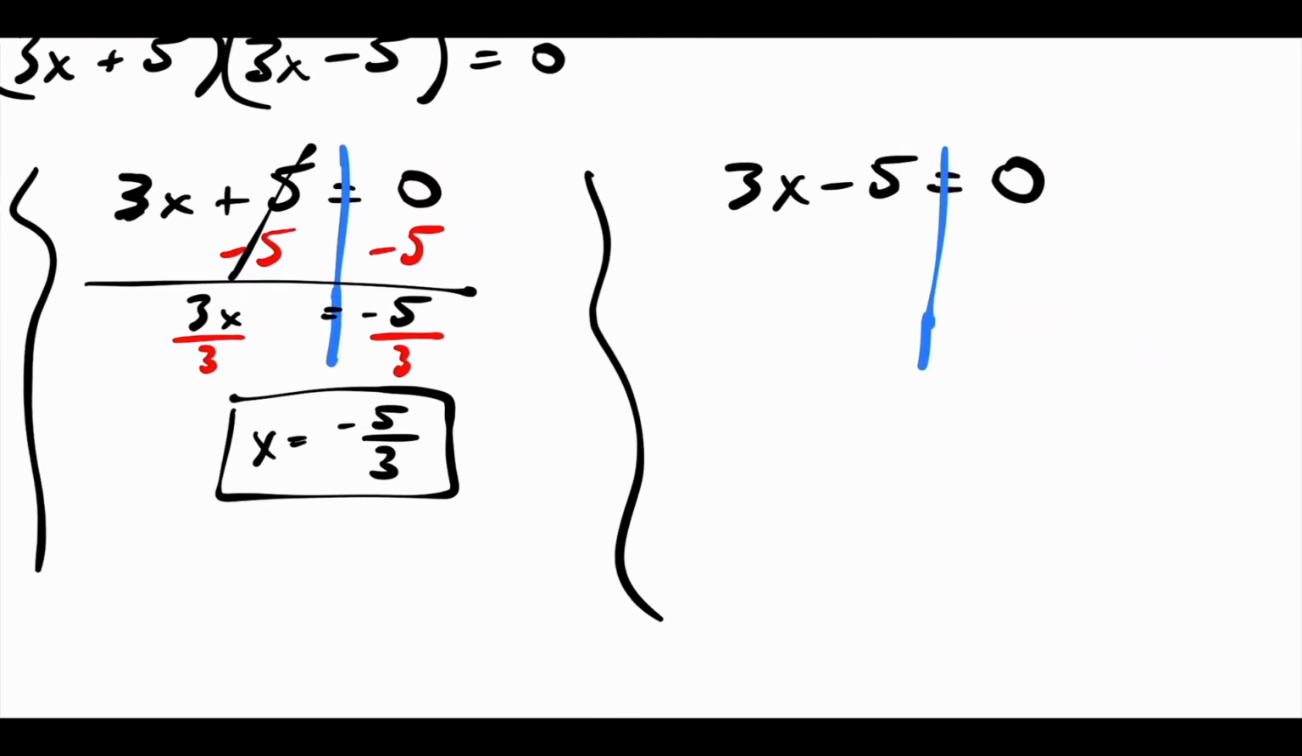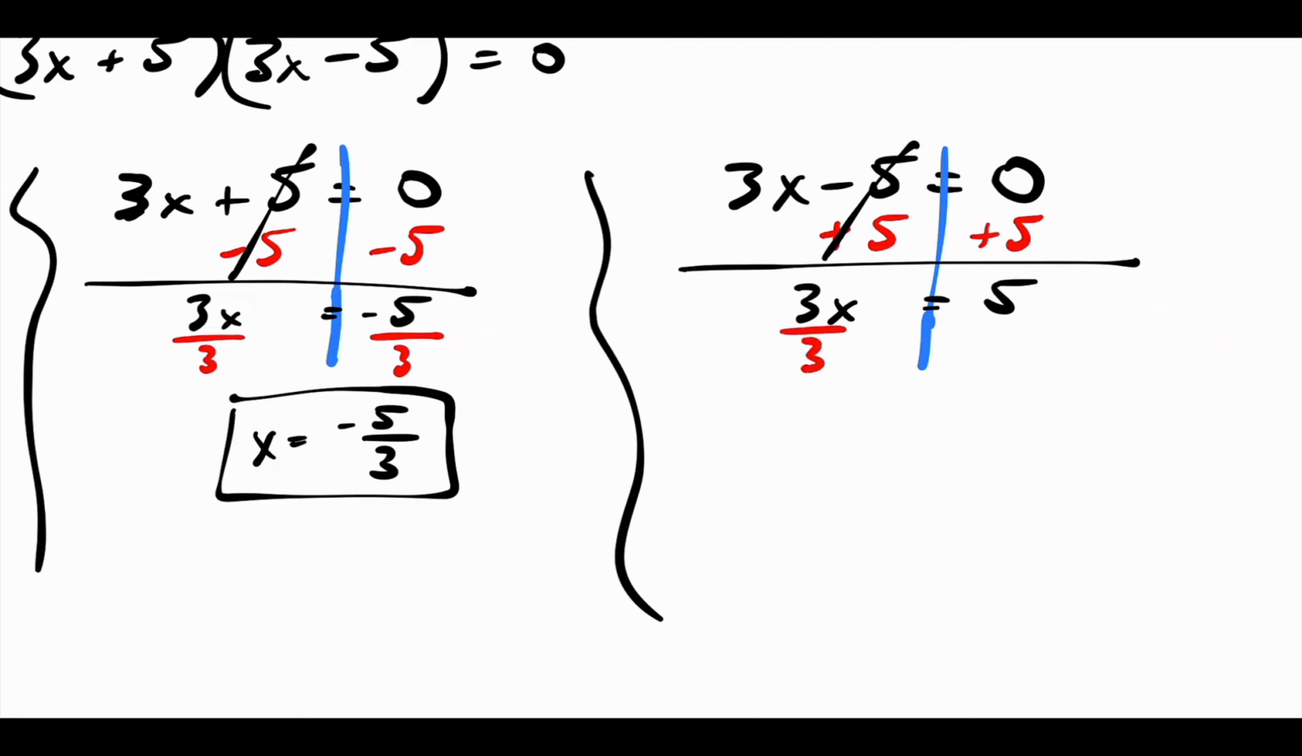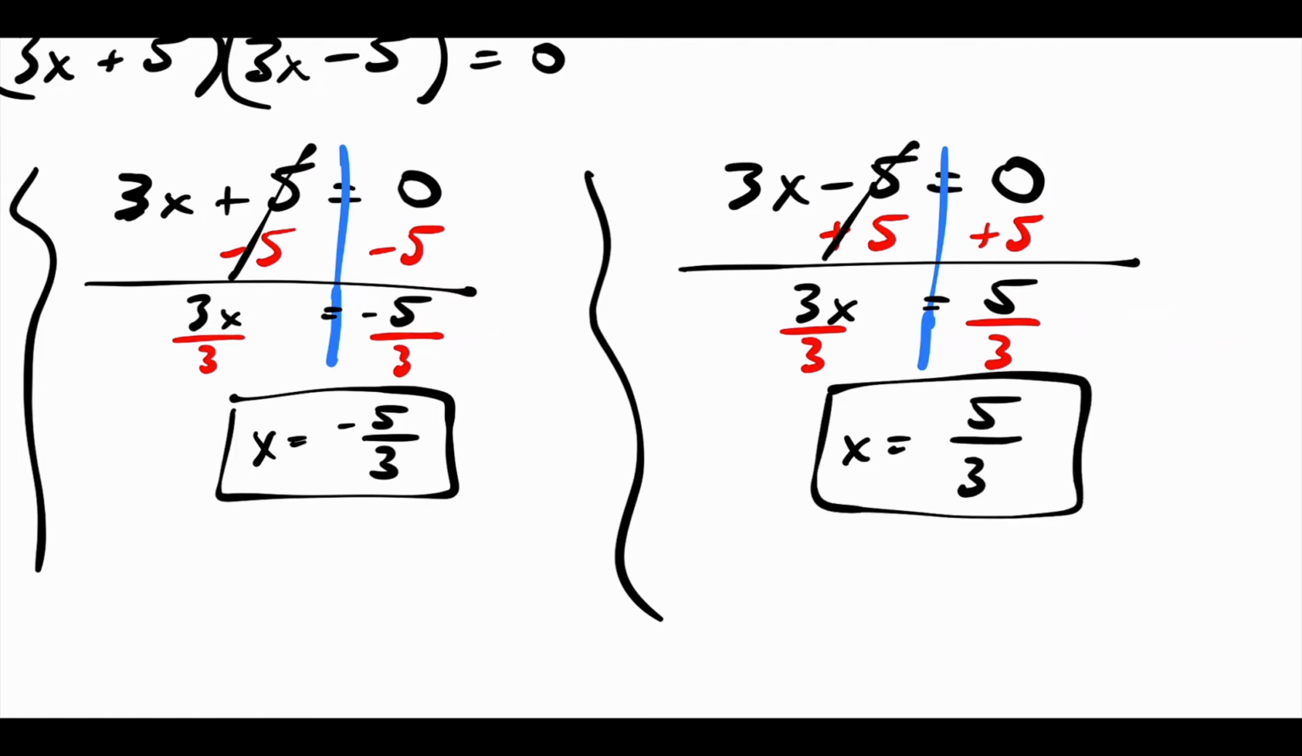Let me do it over here. Over here, luckily, it's very similar. But instead of subtracting 5 first, I've got to add 5. x equals 5/3, positive 5/3.